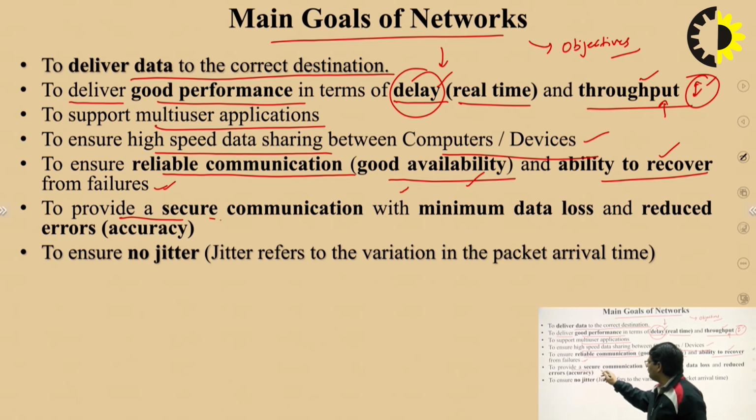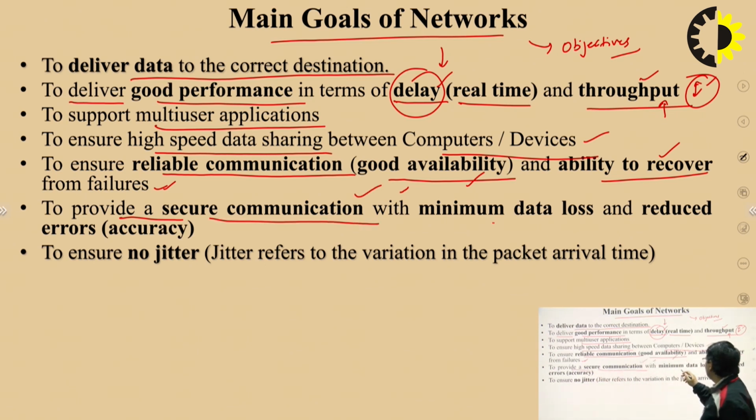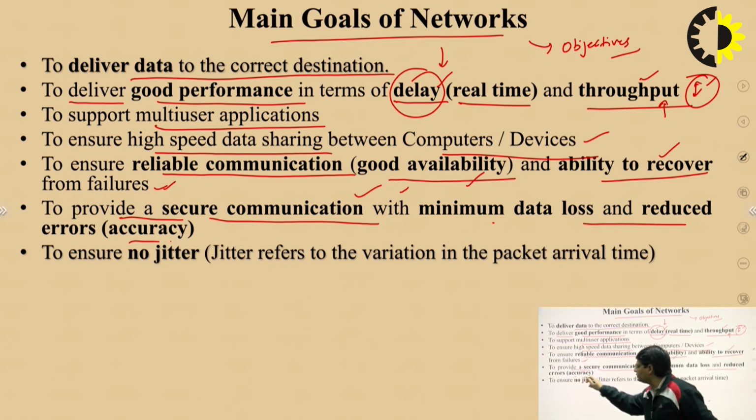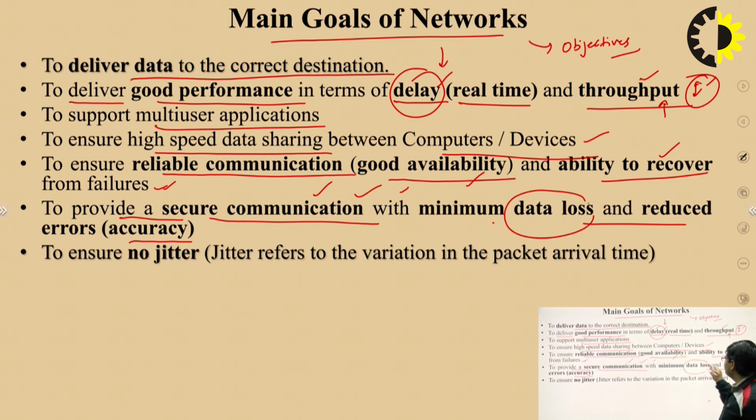Another feature of the network should be secure communication with minimum data loss and reduced errors. The network should provide network security features, data loss should be minimum, and the accuracy of data transmission over the network should be very high. Then no jitter, that is, when packets are arriving in the network, there should be minimum variation in the arrival time of the packets.